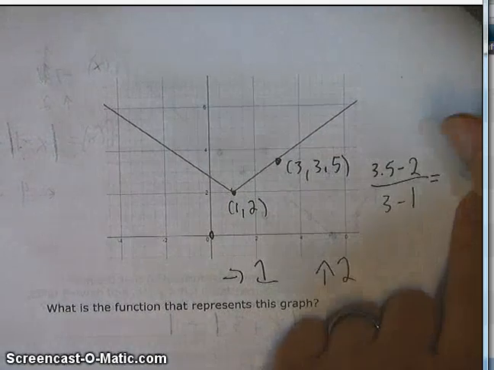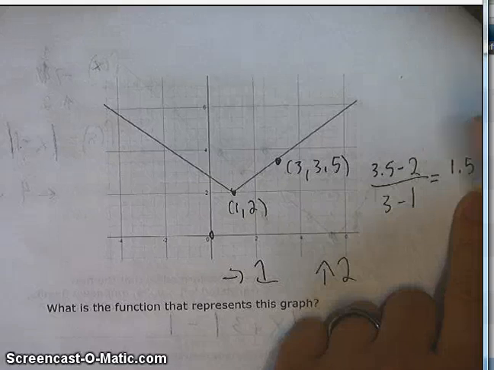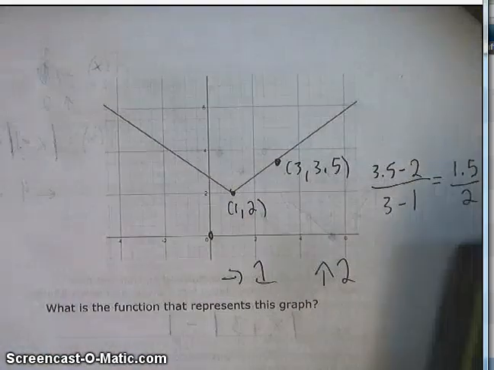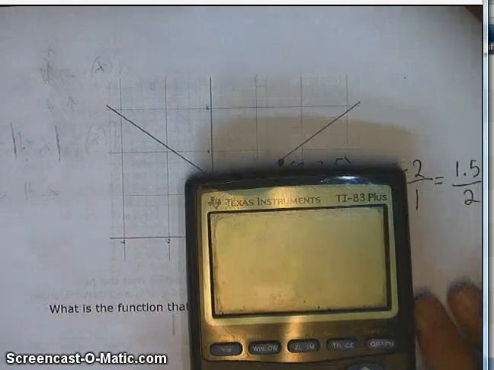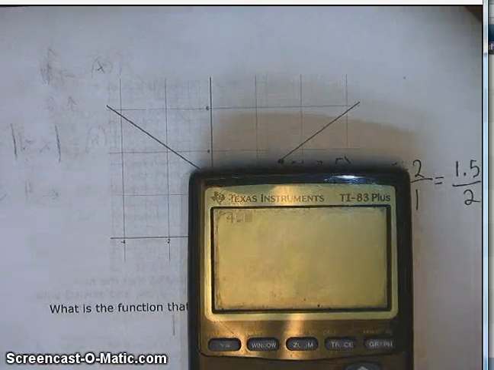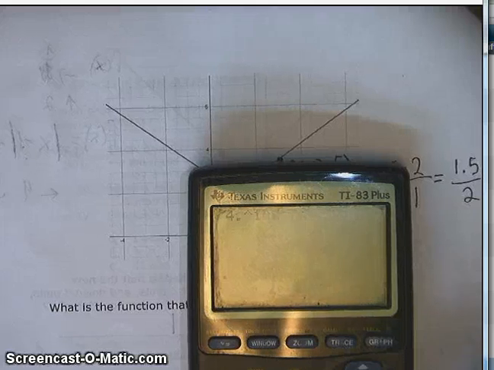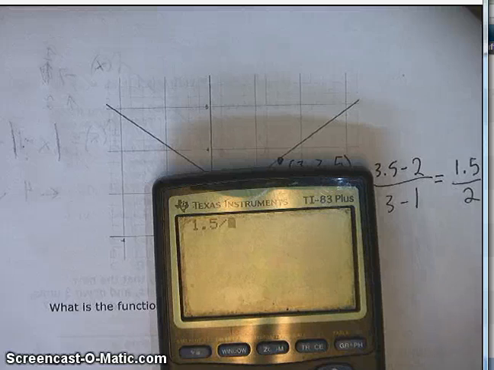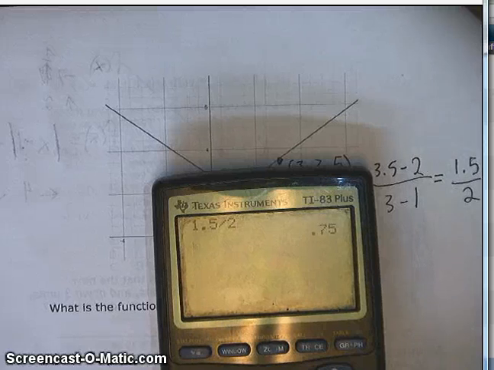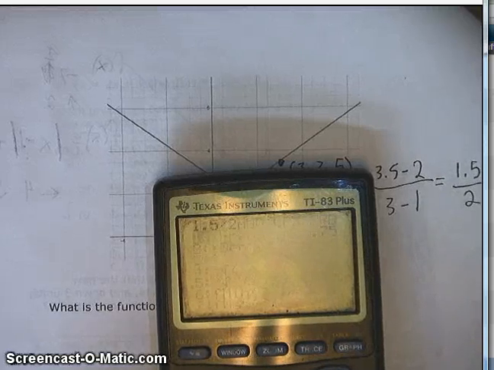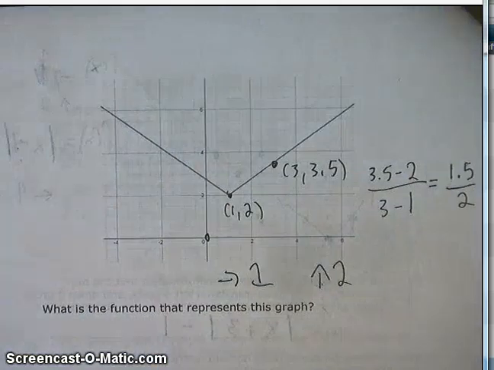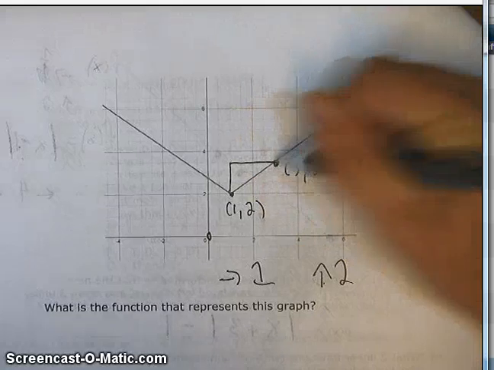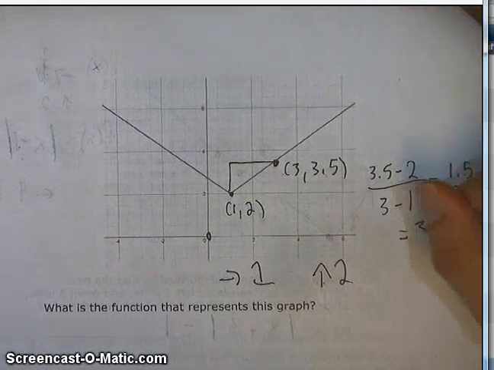And when we reduce that, we get 1.5 over 2. And that's kind of a weird number. If you want to reduce that, I find the easiest way to reduce weird fractions is just go ahead and do it in the calculator. 1.5 divided by 2. It's 0.75. And if you want that as a fraction, that's math, enter. That's 3/4. So essentially, this thing's going up 1, 2, 3, and over 1, 2, 3, 4. So yeah, my slope is 3/4.